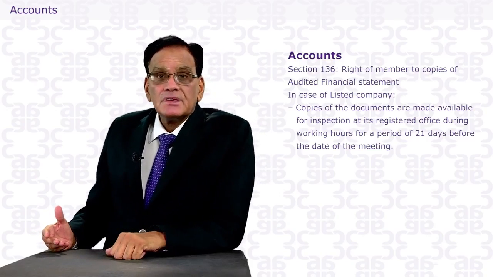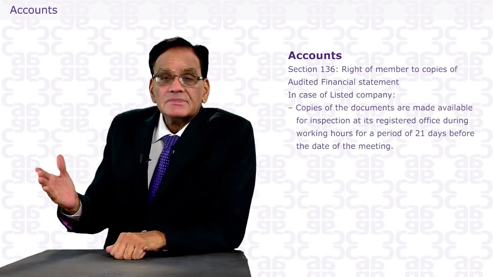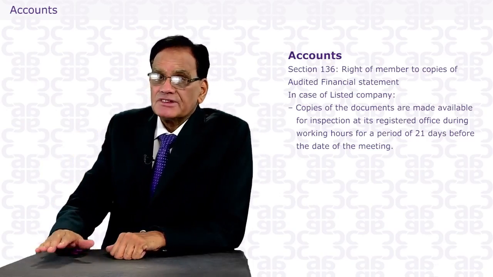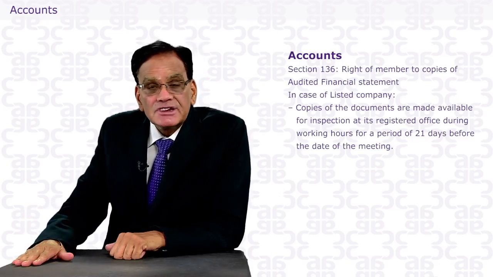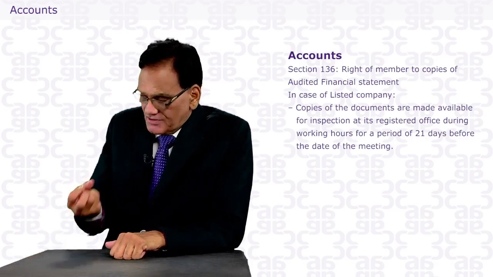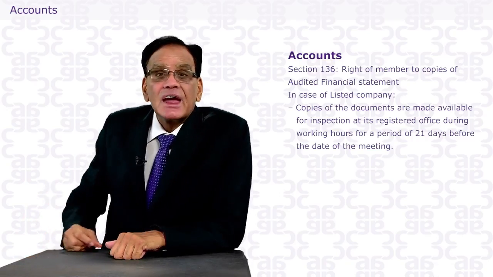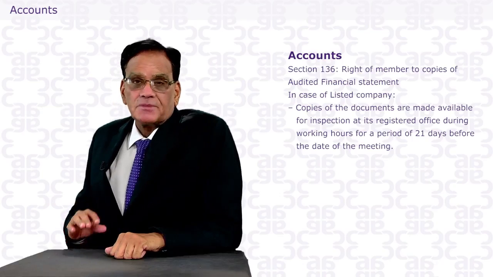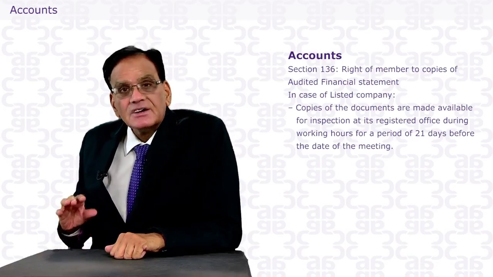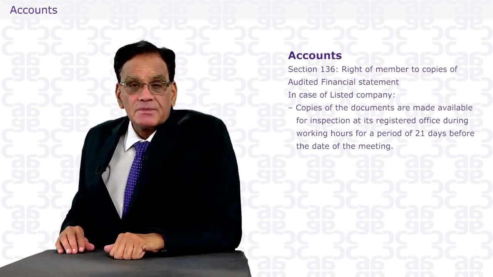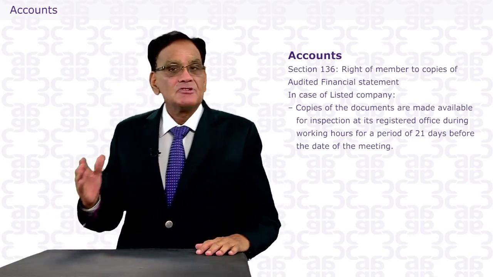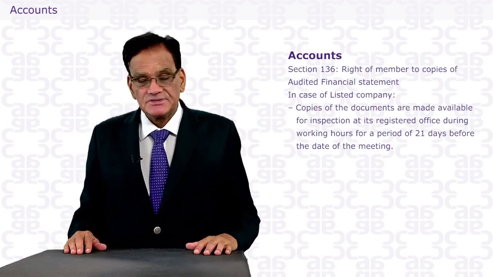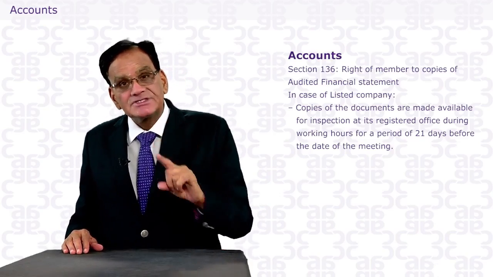When do you have to keep them? At least 21 days before the annual general meeting. You can keep the financial statement, the copy of the consolidated balance sheet, and other documents which are attached to these documents, at the registered office of the company. Why? For inspection. How many days before? At least 21 days before the annual general meeting, so that people can inspect them during the working hours. This is one part of it, so far as a listed company is concerned.